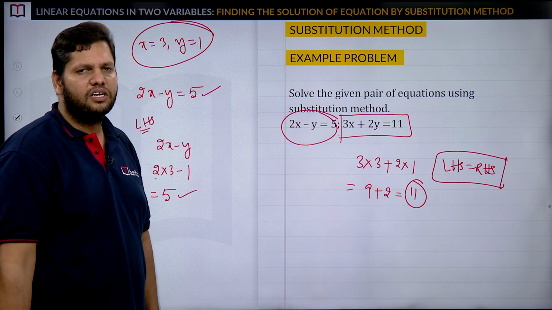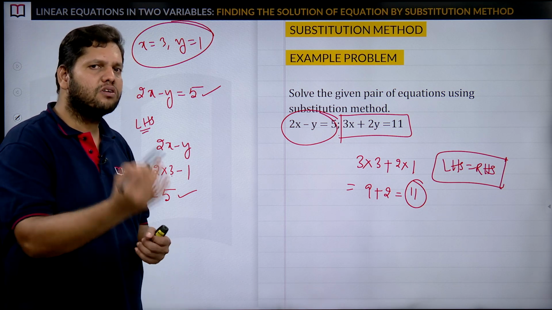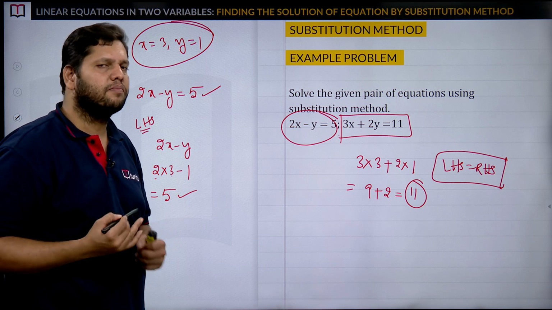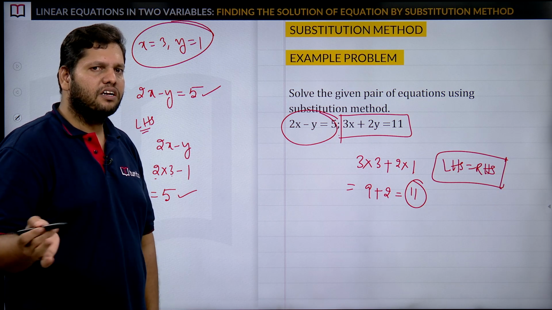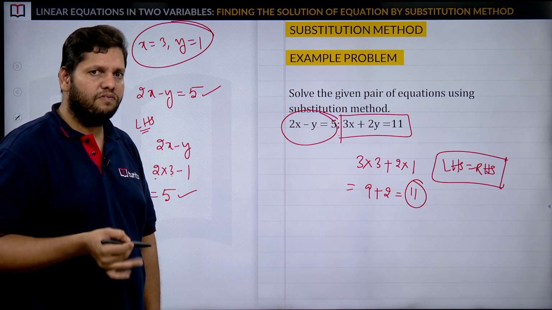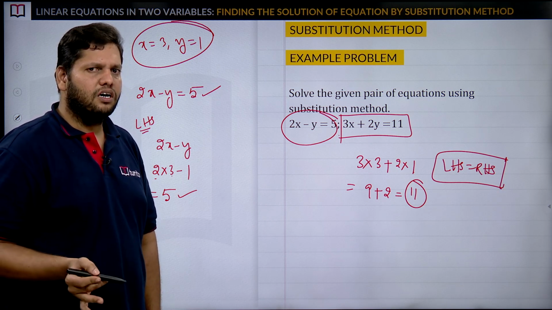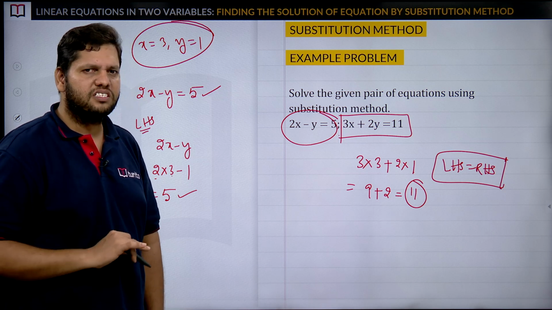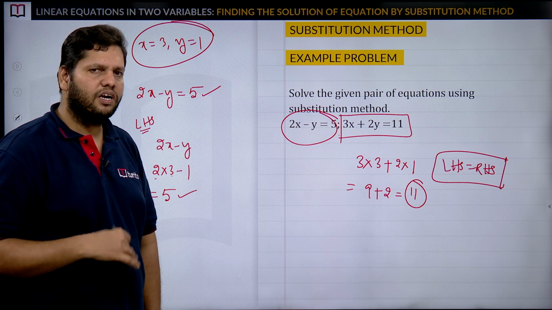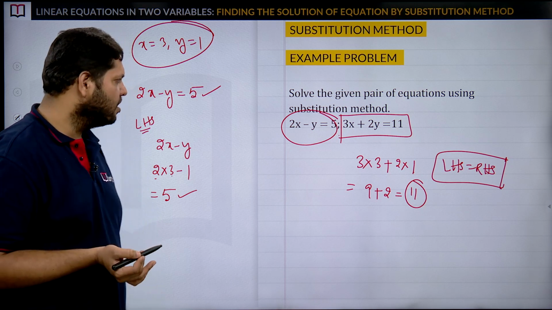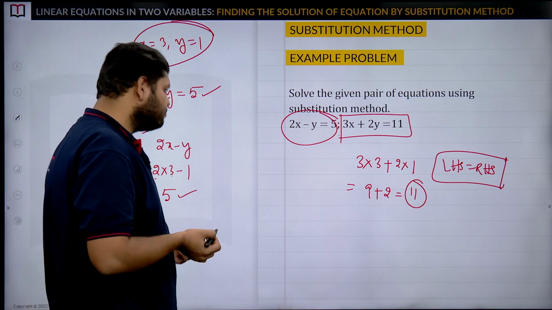So very simple, children. I told you already, just write down y is equal to something, or you can write x is equal to something. After writing, just substitute in the place of x, or in the place of y, the other value. So we get the answer, which is very simple. Simplify both equation 1 and equation 2. Clear, children? Any doubts regarding this question?